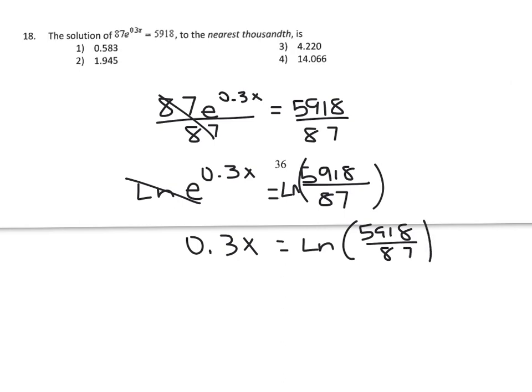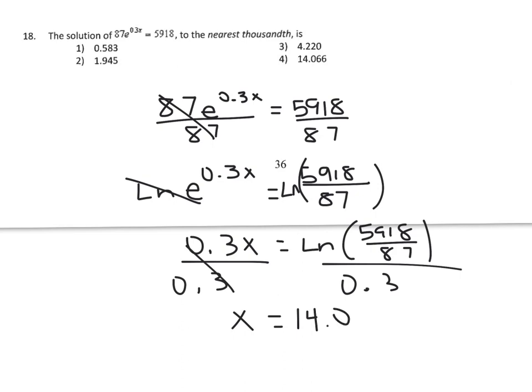And then just to finish solving, just divide both sides by the number in front of the x. And you're just going to literally just plug this in your calculator and see what you get. So we wind up getting, I'm just going to round it to what the answer choice does, 14.066, choice 4.